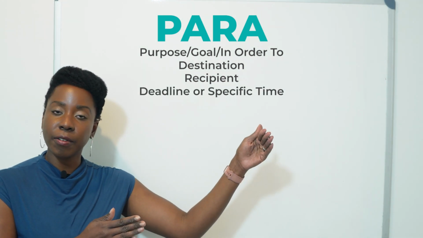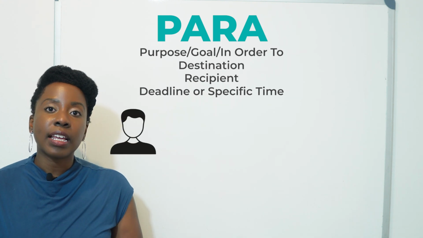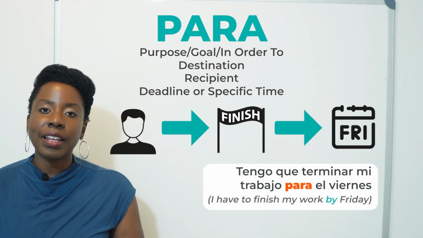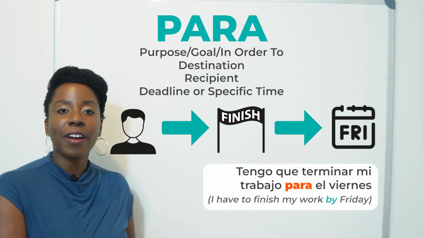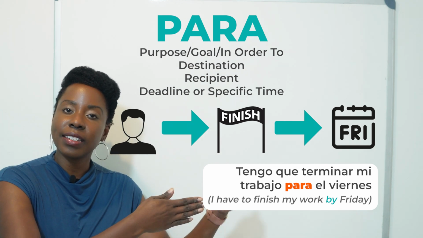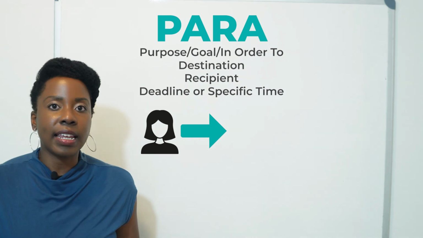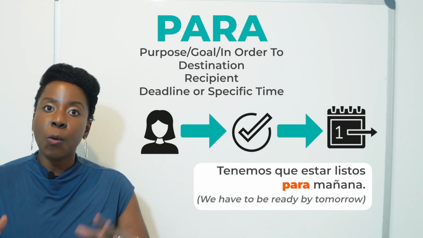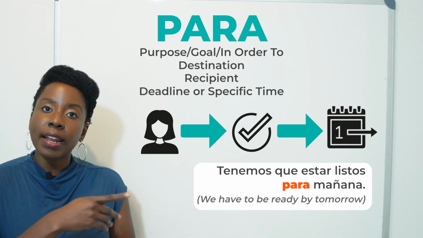Para can also be used for a deadline, okay? We have a cutoff. Right here we have a cutoff. And Luis is looking at his work situation and he says, tengo que terminar mi trabajo para el viernes. I have to finish my work by Friday. Friday is the deadline. We're going toward this deadline, okay? We have a destination here. And Ana sees that, oh, whoa, the date has arrived. Tenemos que estar listos para mañana. We have to be ready by tomorrow. Tomorrow is the deadline.